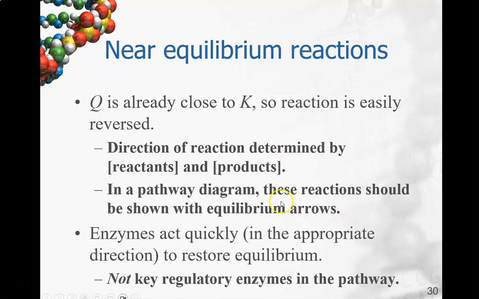If you have a good biochemistry textbook, you should be able to figure this out because it will show the reaction with equilibrium arrows, where it will show the reactions are reversible and you've got two arrows, one going in each direction. The enzymes can act quickly in the appropriate direction to restore equilibrium. The reason we're interested in these reactions as biochemists is because when we talk about our pathways, we want to talk about how the pathways are regulated. And these enzymes do not regulate the pathway. So we'll be looking for those double arrows to show we are going to regulate the pathway, but not here.